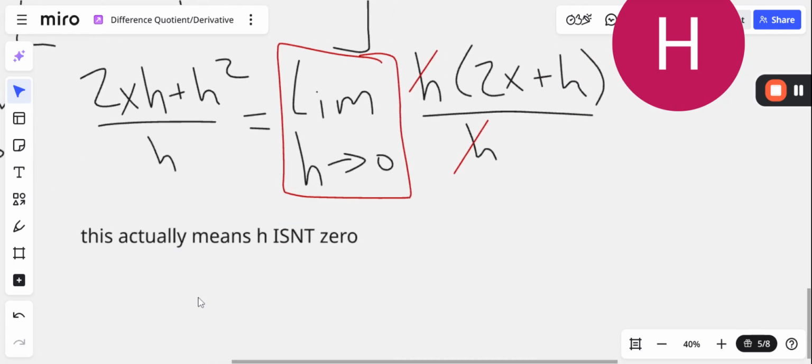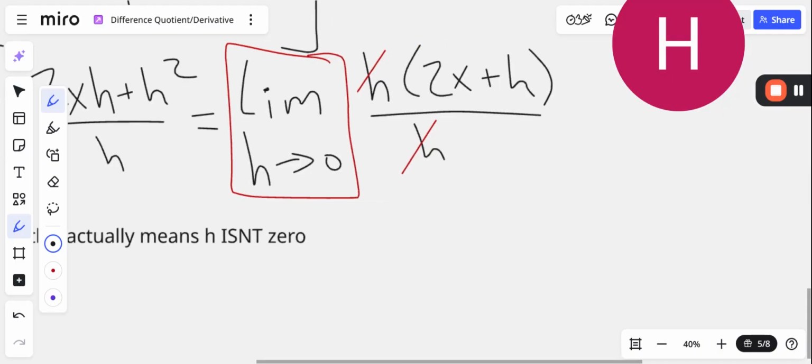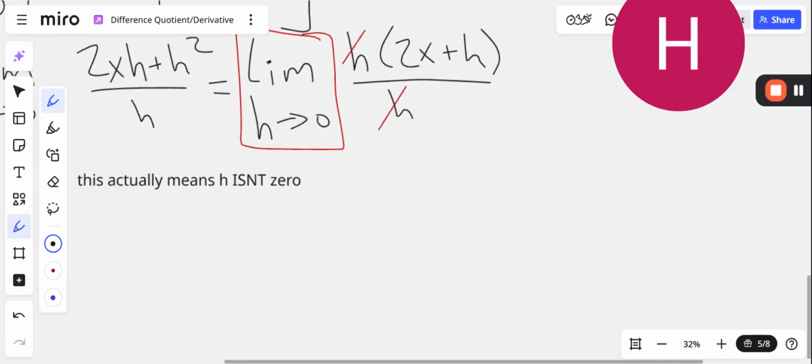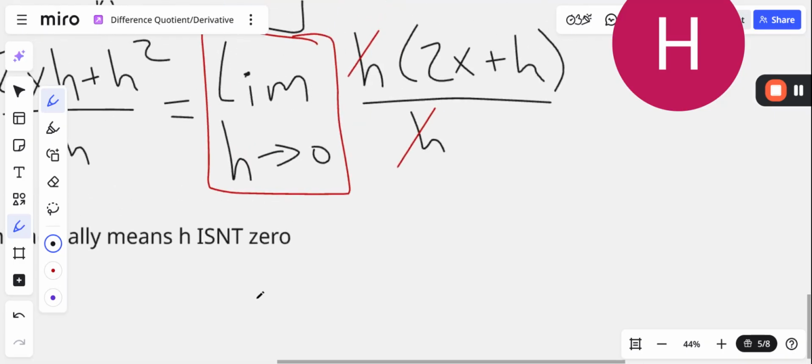Or we wouldn't have to write the word limit. We wouldn't have to write the word limit because limit means that we're getting close to this situation. As close as humanly possible. We cannot get so close that h equals 0, or we would have some kind of destroy the universe, divide by 0 kind of thing. We'd all be living in like a Fallout right now.